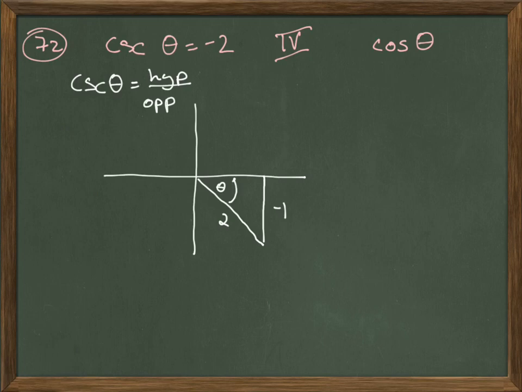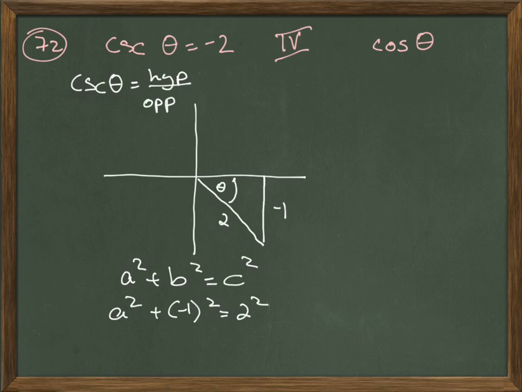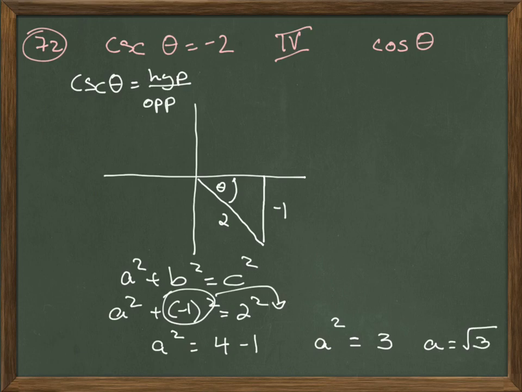Now we can find the missing side, which is the adjacent, so we can find the cosine. For the missing side, of course, we're using the Pythagorean theorem, a squared plus b squared equals c squared. So if we call that a, a squared plus negative 1 squared equals 2 squared. So a squared equals 4 minus 1. We bring this 1 to the other side. a squared is equal to 3. That means a is the square root of 3.